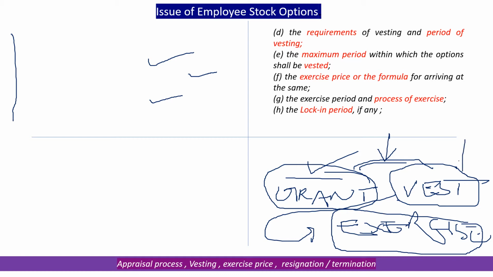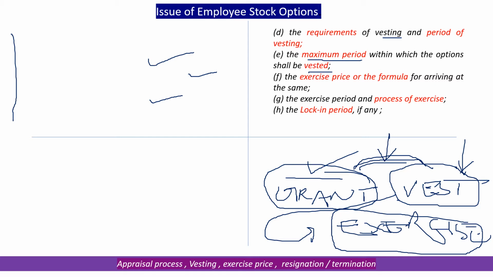Till it vests in him, the right has not yet crystallized. Once it vests in him, it is crystallized with him, it cannot be withdrawn, he can exercise. If he doesn't exercise, there are details to be looked into. We will just have a look at it. The requirements of vesting and the period of vesting has to be specified. Period of vesting. What is the time required from grant to vest has to be decided. It should be a part of explanatory statement. Maximum period within which it has to be exercised, vested.